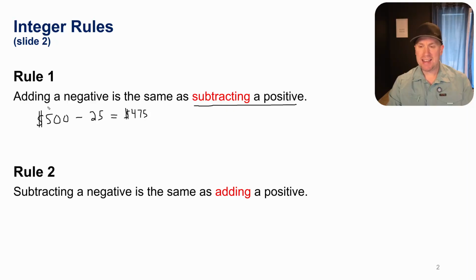So adding a negative then is the same as subtracting a positive, meaning there's an equivalent way of writing 500 minus 25. And that equivalent way is if you were to charge a credit card, basically. So if you added debt to yourself. So $500 plus a negative 25, I'm adding a negative, also gets me to 475.